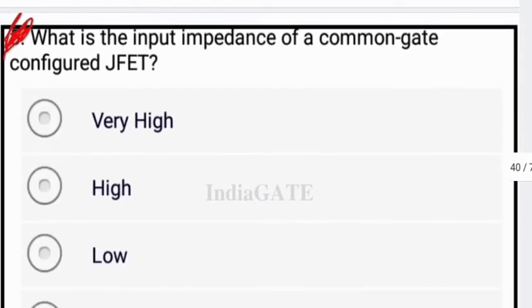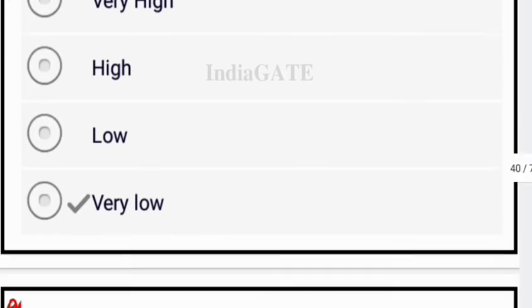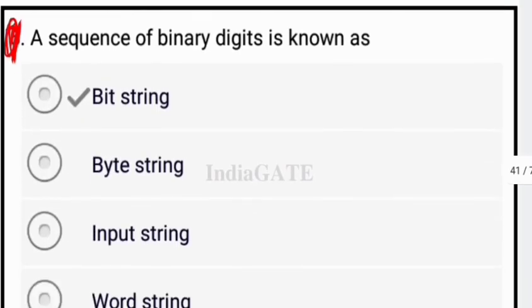Okay, now come to the next question. Here, what is the input impedance of common gate configured JFET? So it is very easy, that is your what? This is your very low, that is your option 4 is your correct answer. Now come to the next question. The next question is defined as, a sequence of binary digits is known as, that is your bit string. First option is your correct.